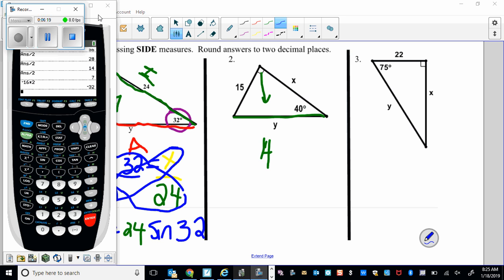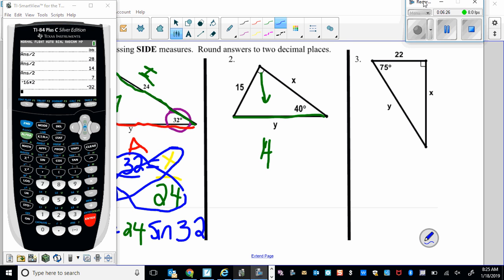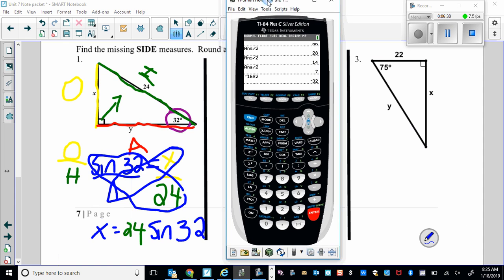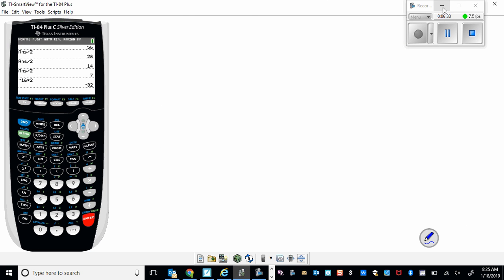Come on, calculator. I need to move you. Okay, let's move it to this side, so I can move it right here. Okay, so you guys can see it. I don't want it to cut.